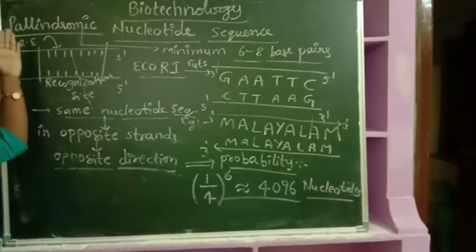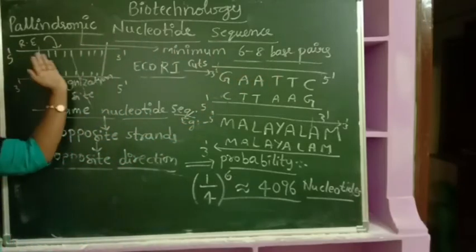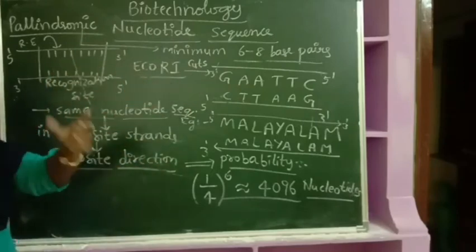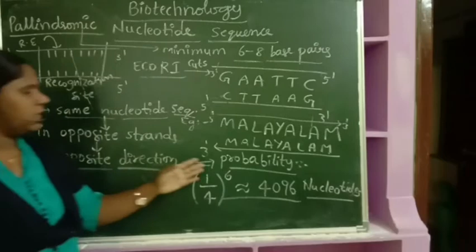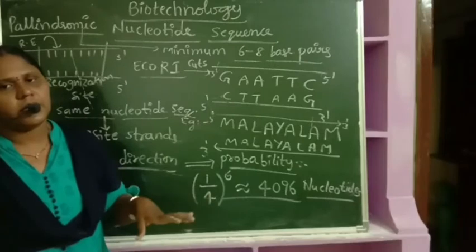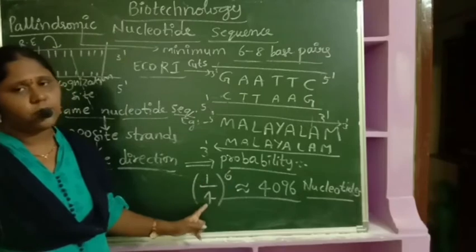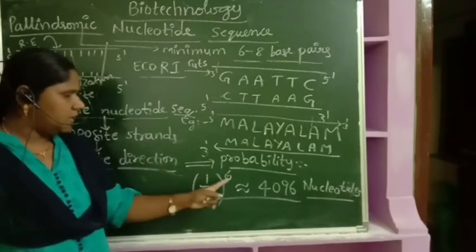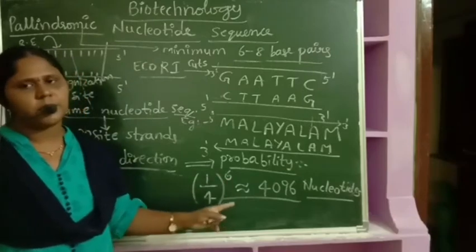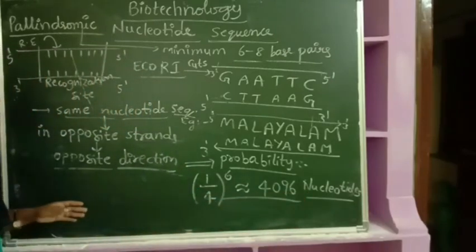For example, restriction endonuclease cuts the DNA at different locations. If you take a long length of DNA, it cuts at different locations. So here, you will get so many fragments. If you take one fragment, what is the probability of a palindromic nucleotide sequence? For one fragment, the possible types of nitrogen bases are 4: adenine, guanine, cytosine, thymine. And if you take a minimum of 6 for each fragment, then 1 by 4 whole to the power of 6, approximately 4096 nucleotides.